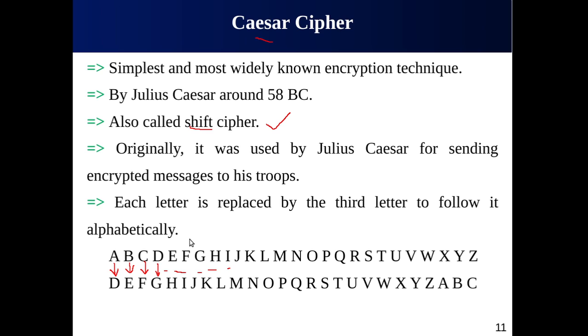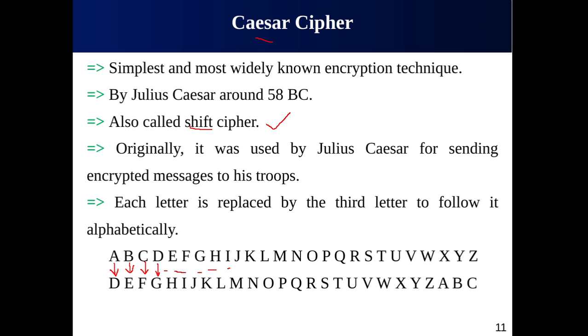The key in this algorithm is actually the number by which we shift the alphabets. Normally he used the key 3, but you can use any key. You can replace A with E, for example, or with F, or with G, or with H, or with I, or with J. It depends on the number, which is the key, which is the secret.